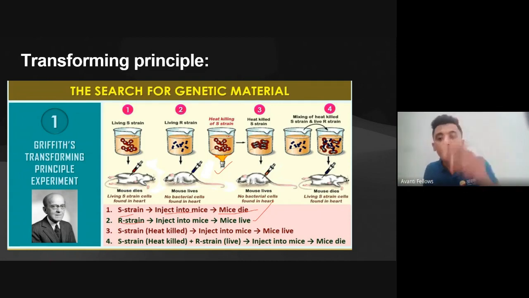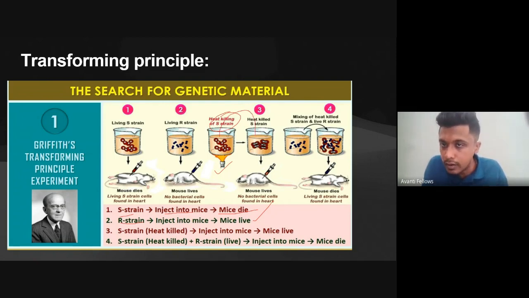So that is what made this bacteria non-virulent. And when it was injected into the mice, they did not get affected. They started living. Now what did he do? He takes this same heat-killed bacteria and then mixes it with the rough strain.